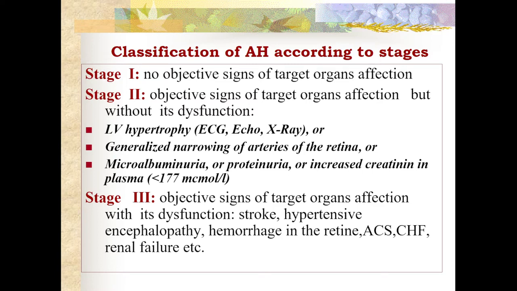Stage 3 of arterial hypertension is characterized by objective signs of target organ affection with its dysfunction. Complicated stage. Second stage, asymptomatic stage, and third stage, complicated stage.